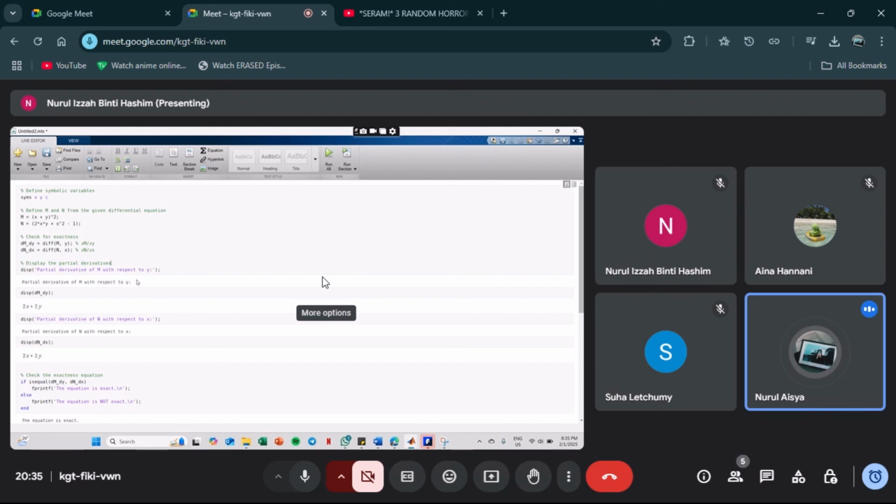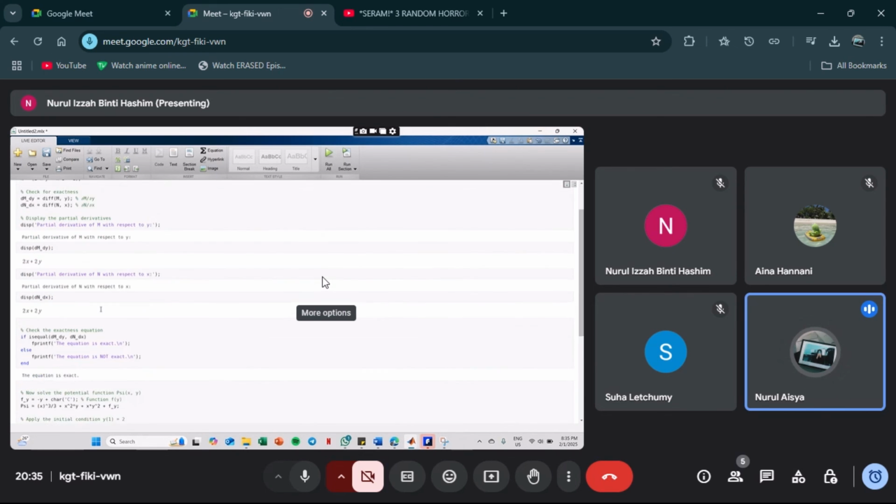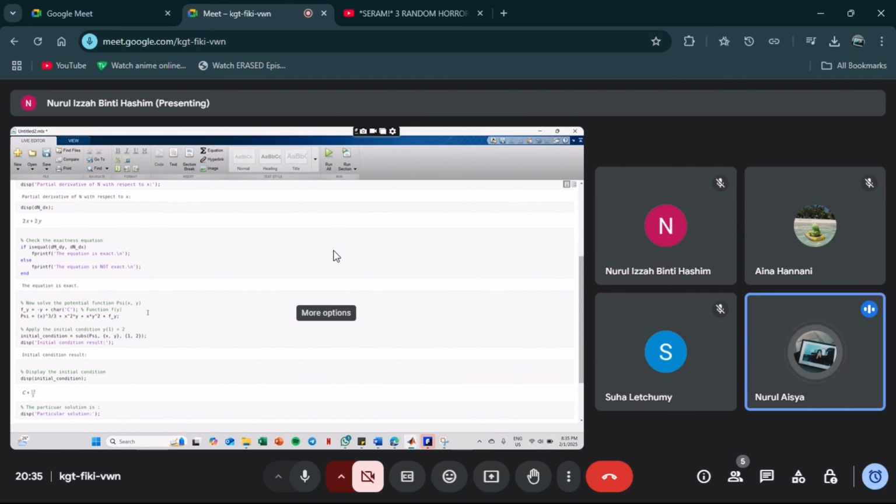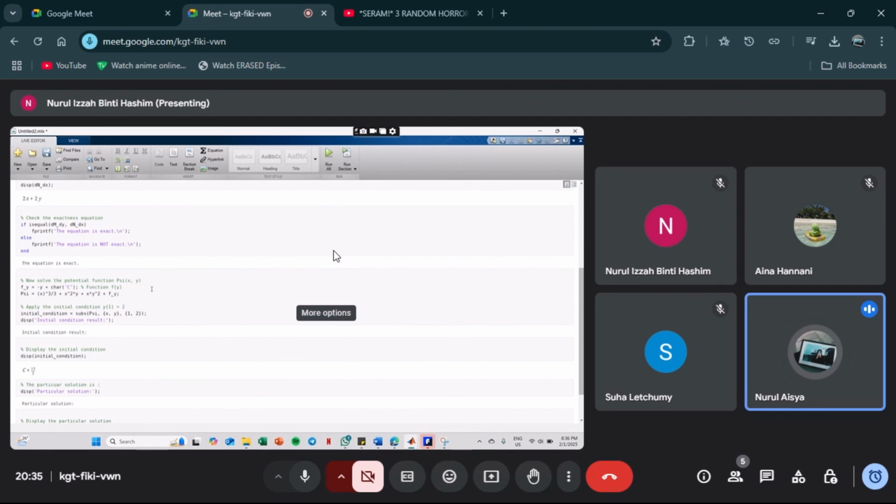3. Check if the equation is exact. What it does, this checks if the two derivatives are equal. If they are, it means the equation is exact, which means it can be solved easily. It tells you whether it is exact or not. 4. Apply initial condition. What it does, this part defines a potential function that combines x and y, then it applies a specific condition when x equals 1, y should equal 2, and shows the result on the screen.